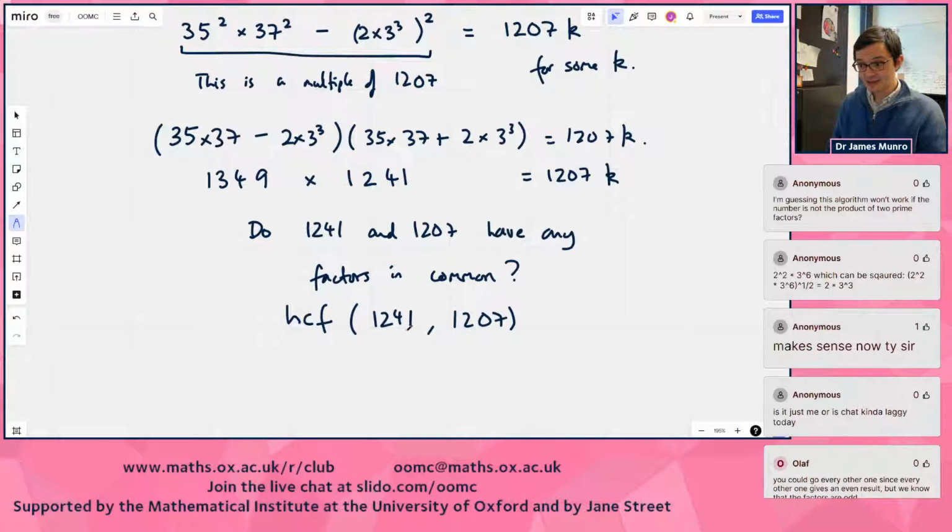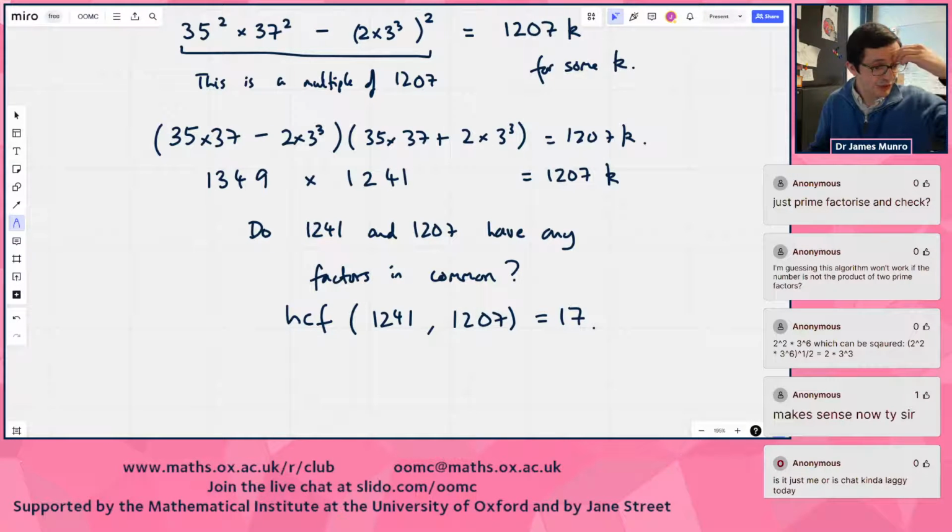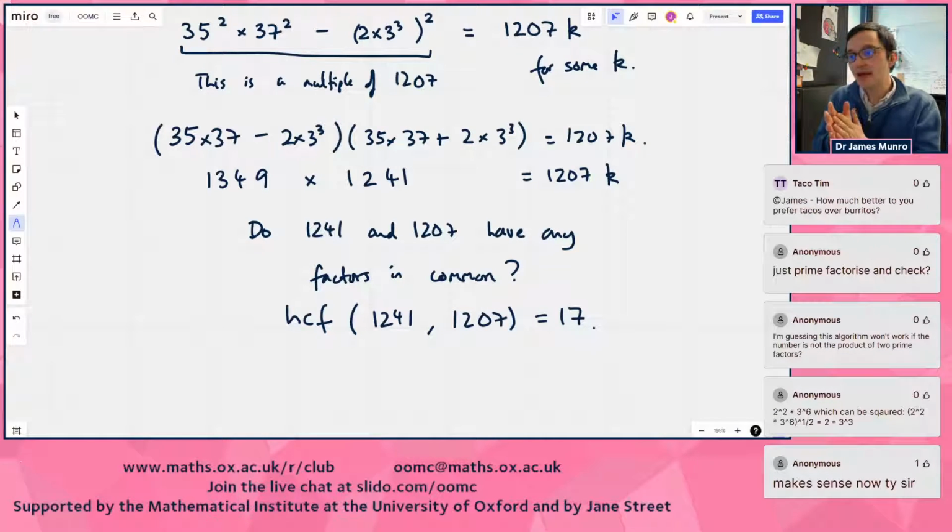And in fact, the highest common factor of these numbers is 17, which is a factor of both of them. A sort of highest common factor trick. Oh, sorry, right, yeah, so chat, in chat, just prime factorize them and check for where those factors have gone. That is kind of acceptable, I suppose.